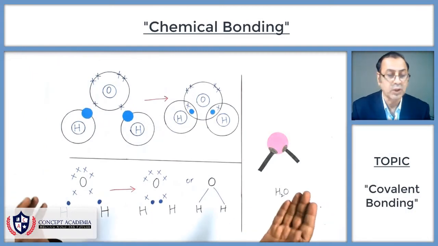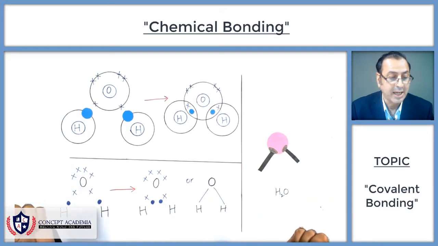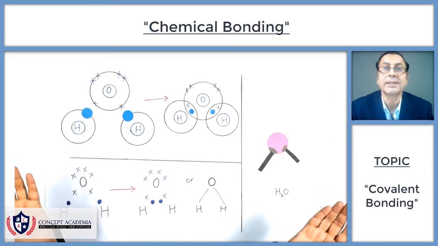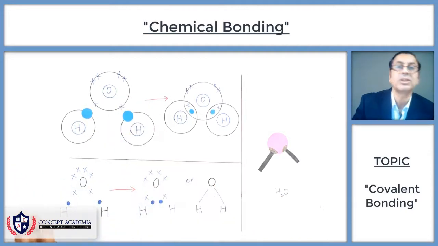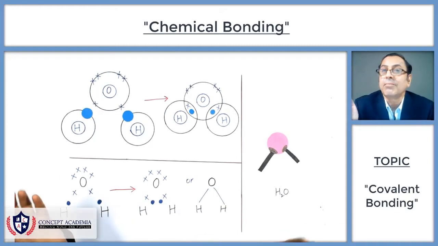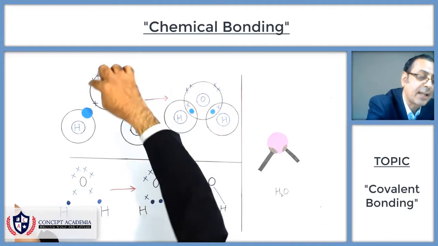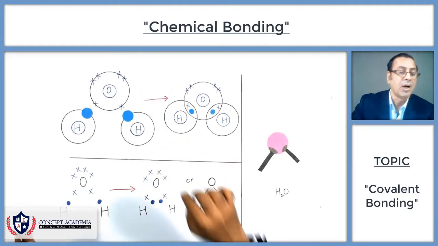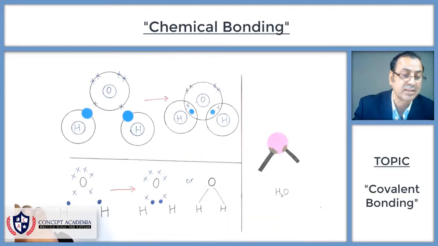Now water, a very important compound. We know that it is made of 2 hydrogen atoms and 1 oxygen atom. Oxygen belongs to group 6, so it has 6 electrons in its last shell. Oxygen has 6 electrons. It needs 2 more electrons to complete its octet.